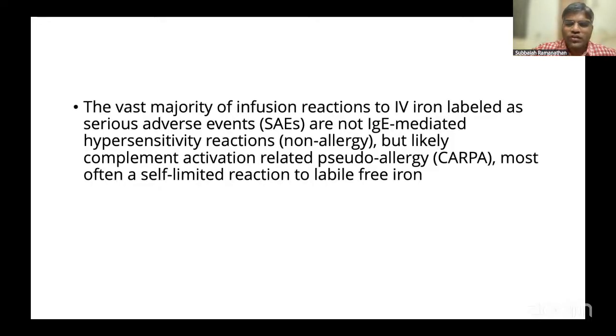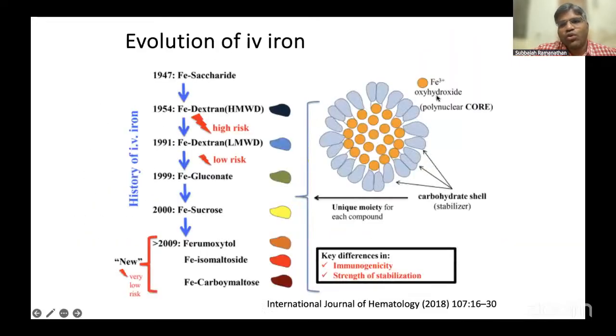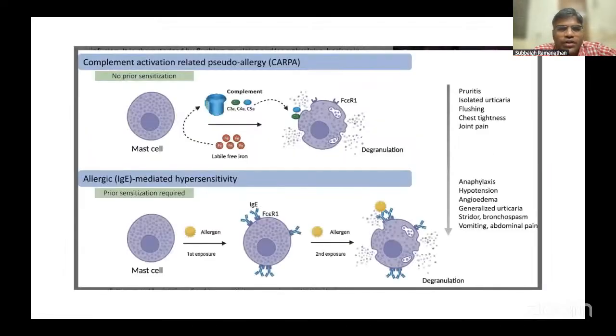So go back to the slide. You have seen that the free iron might be available outside the core, and that can cause all these reactions. It activates the complement system, which causes a pseudoallergic reaction, as will be seen in subsequent slides. That is self-limiting and does not need any treatment at all, in contrast to serious hypersensitivity reactions like type 1 anaphylaxis, which are IgE mediated. So we need not worry much about the reactions we commonly see in the OPD or daycare practice.